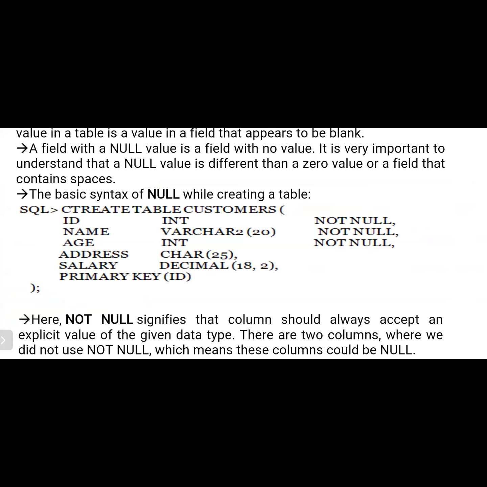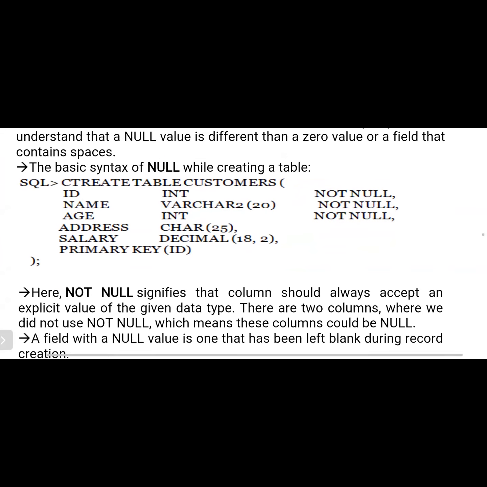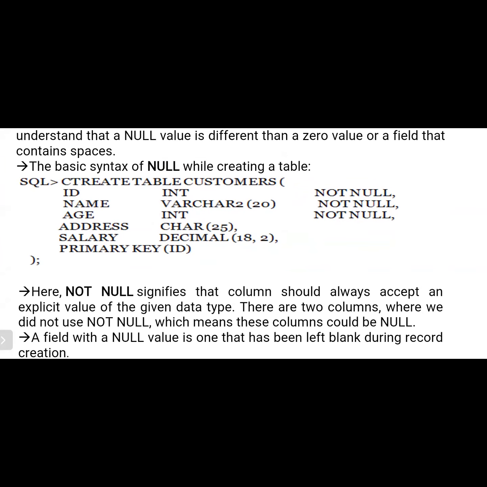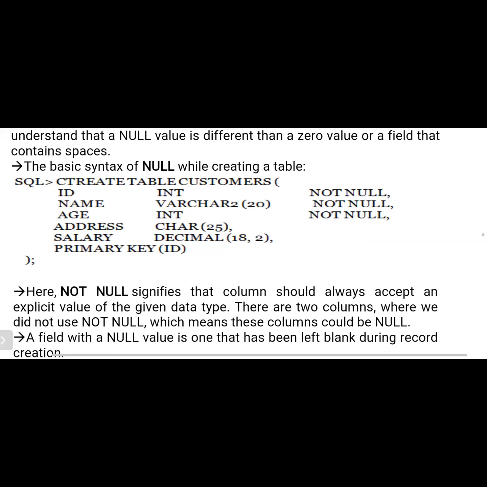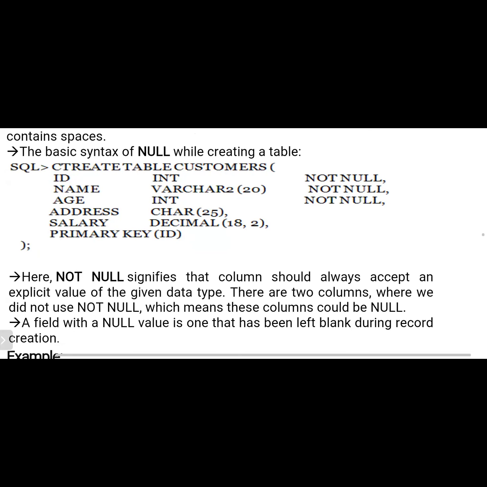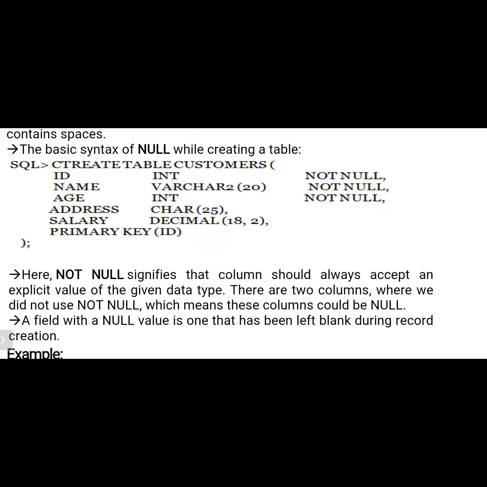For example, here: int not null. Okay, name varchar2(20) not null, and age is also the same. But here we are not giving the address and salary. If you observe here, when we are giving decimal points, we can specify the data type in this manner also: decimal(18,2). So we can give our required length of the number and required length of the width.